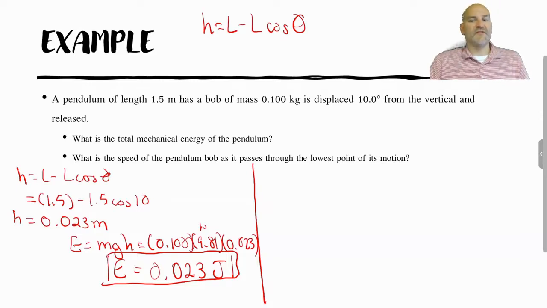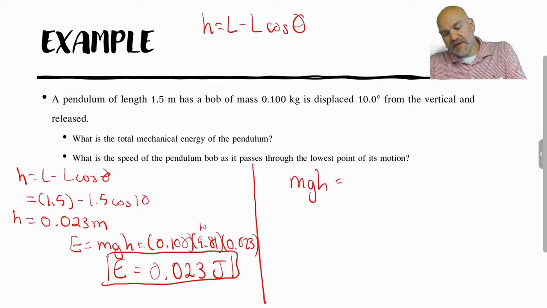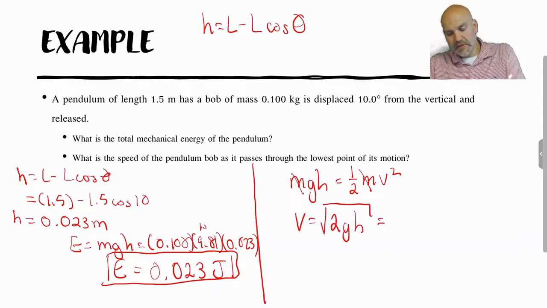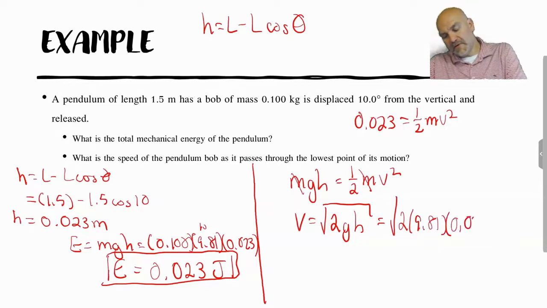So the second part says, what is the speed of the pendulum as the bob passes its lowest point of motion? So what that means is all that potential energy at the beginning has now been converted to kinetic energy at this point. So the m's would cancel out, and you end up with that famous square root of 2gh. Or you can simply say that 0.023 is equal to 1/2 mv squared. You can do that as well. Okay? So we have square root of 2 times 9.81 times 0.023.